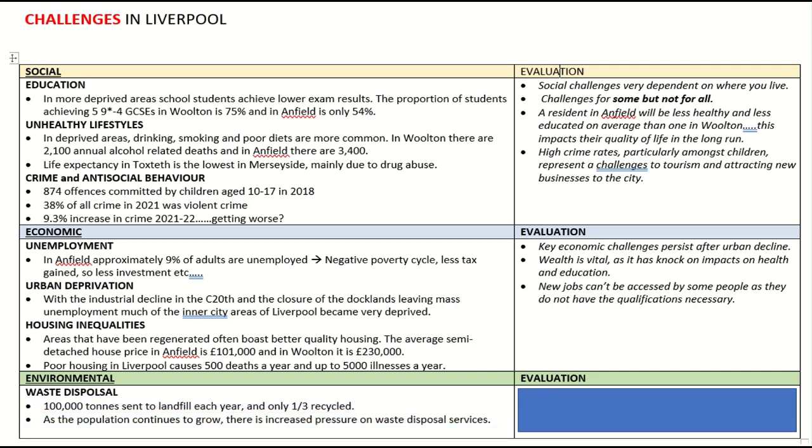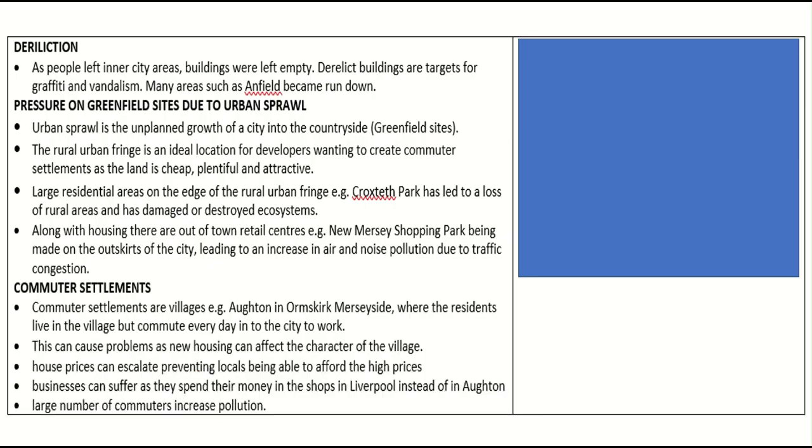And then environmental, the main one is waste disposal. As population continues to grow, there's an increased pressure on waste disposal services. But the main three I talk about here are dereliction, greenfield sites, and commuter settlements. So the first one, dereliction, basically means inner city areas where buildings were left abandoned. I've put Anfield on the slide here, but also the Dockland areas as well.